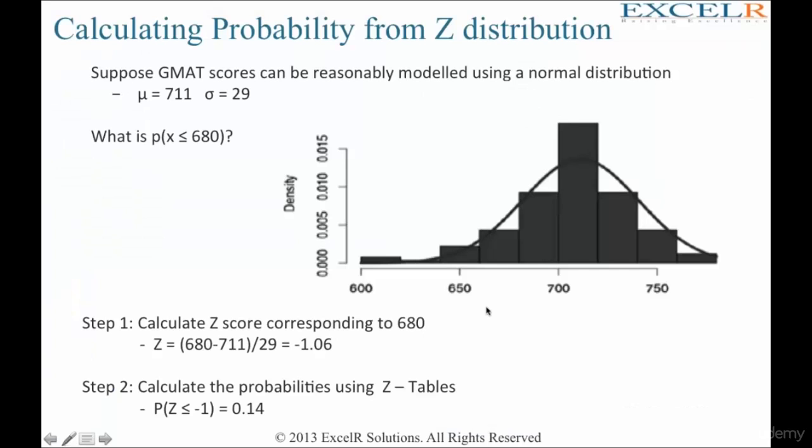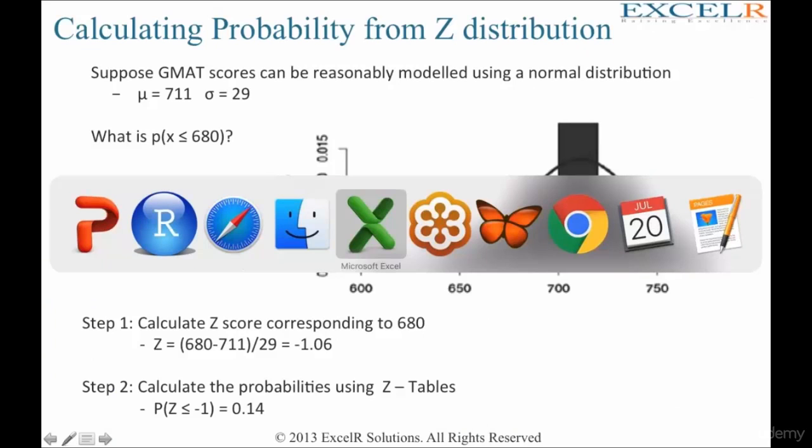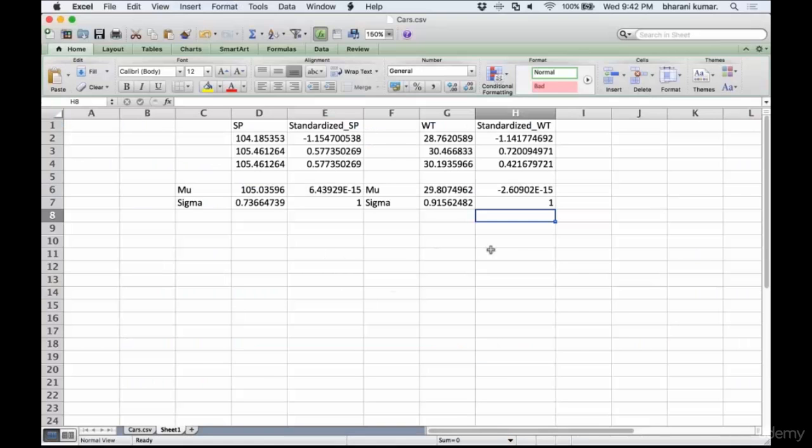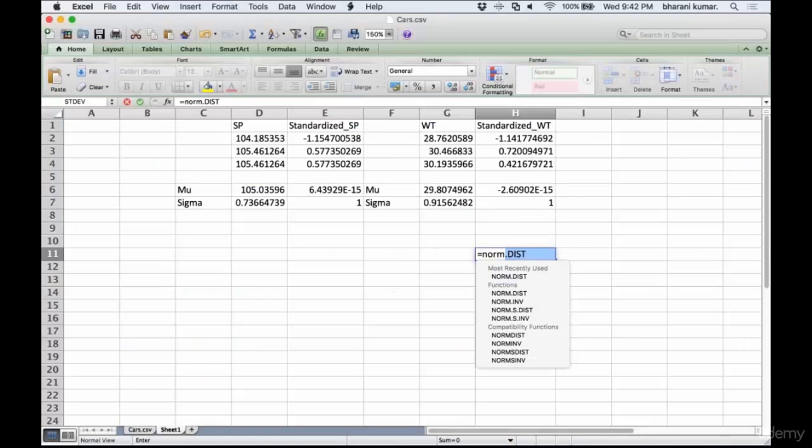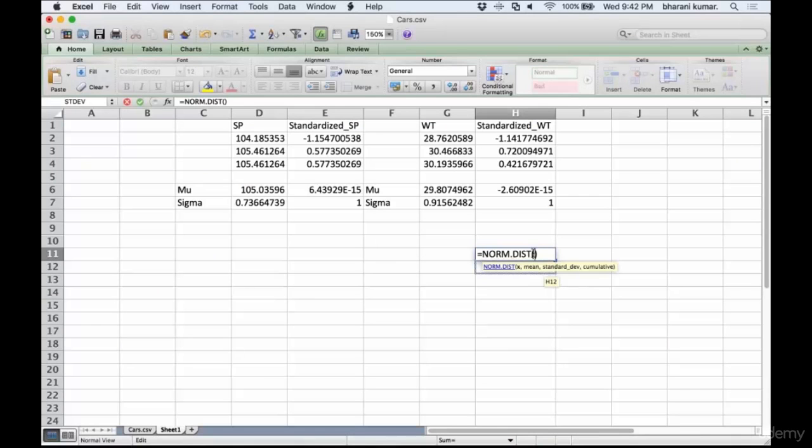And another way of calculating is using your Excel sheet. In your Excel, the formula is simple. It is NORM.DIST of, as given here, x, mean, standard deviation, and cumulative. X is 680, mean is 711, standard deviation is 29. Since it is continuous data, cumulative is 1. So you get a probability of, once again, 14%.